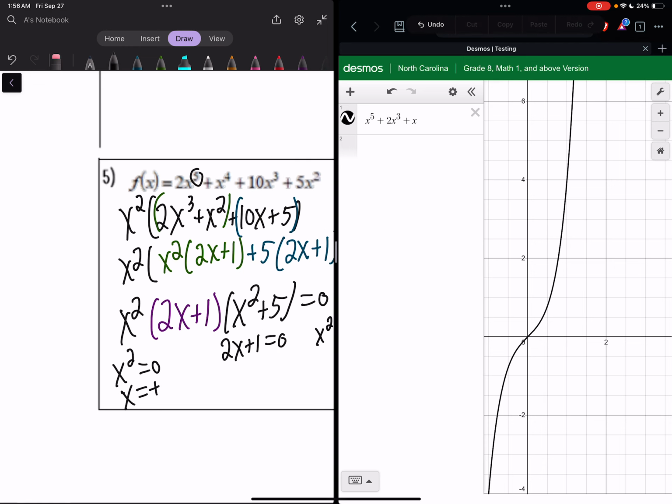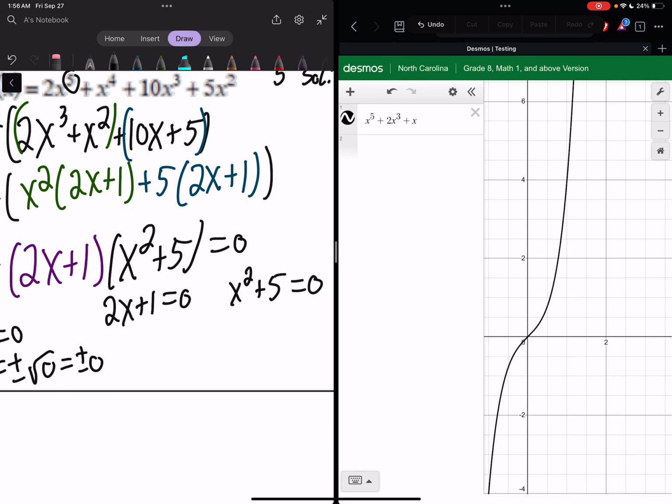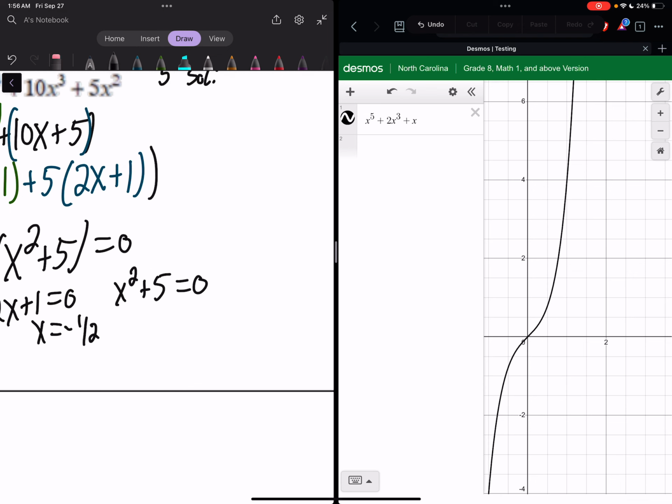Square root, x is equal to plus or minus square root of 0, which is plus or minus 0. This is really just 0 twice. You can't have negative 0. For the second one, subtract 1, divide by 2, so x is going to be equal to negative 1/2. For the last one, x is going to be equal to plus or minus the square root of negative 5, which is plus or minus i square root 5.